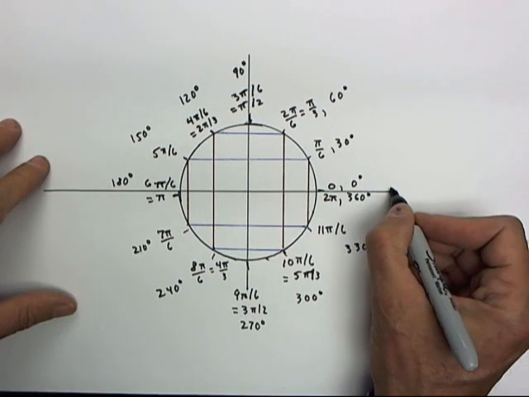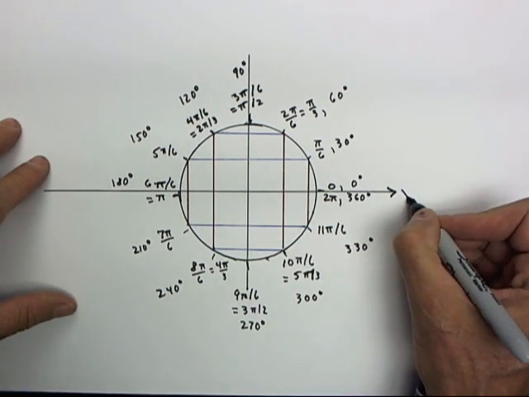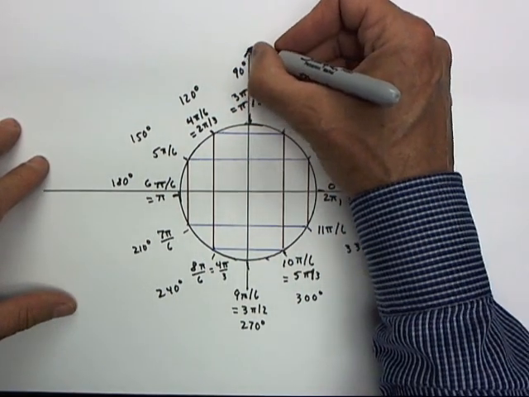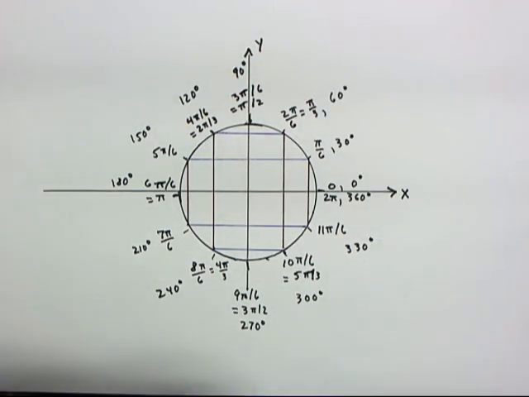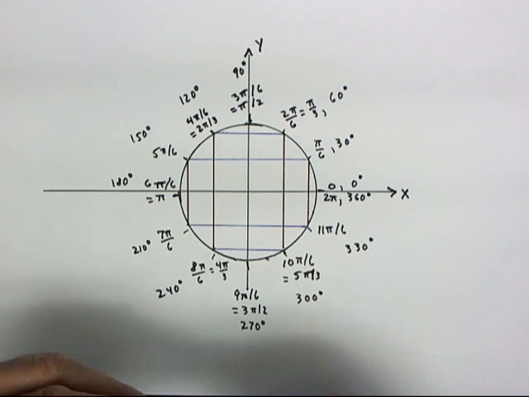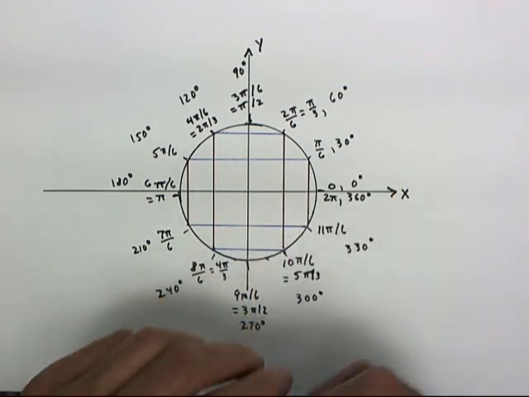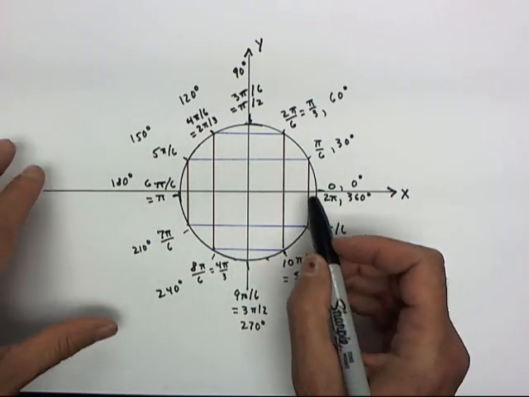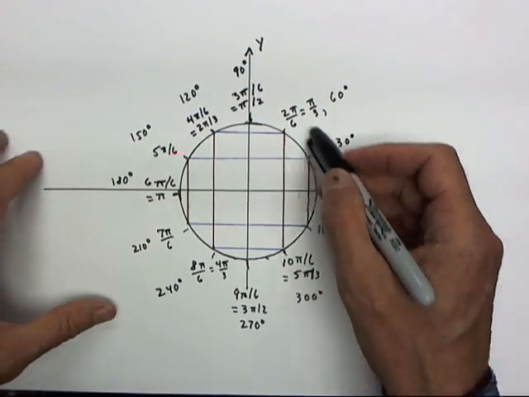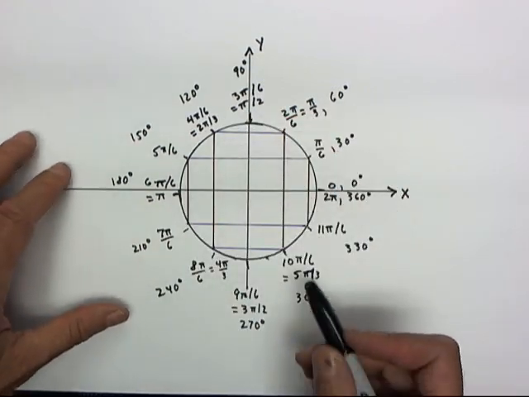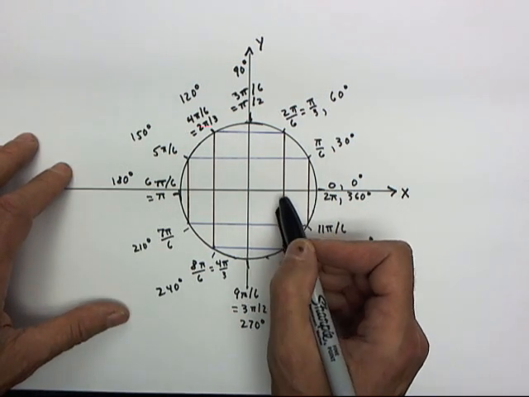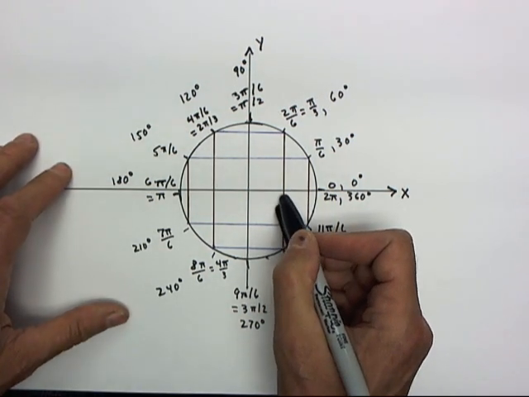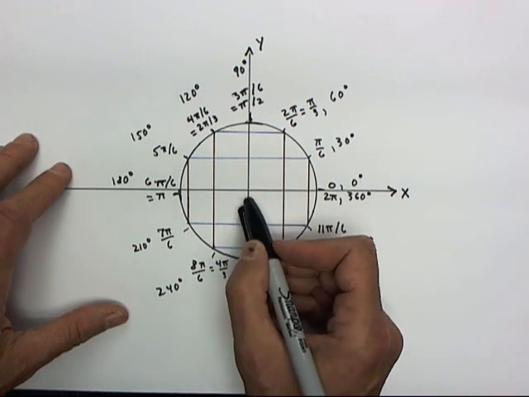Now we're going to call this our x-axis. We're going to call this our y-axis. So that each of these points has an x-coordinate. We see the x-coordinates. This circle is assumed to have radius 1, so the x-coordinate is 1 here, about 0.9 here. It is 0.5 here, and we'll see shortly why that's so.